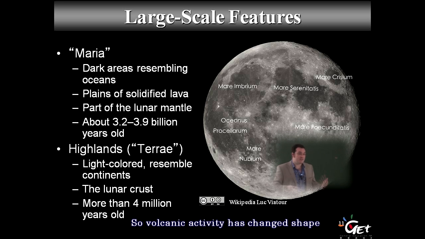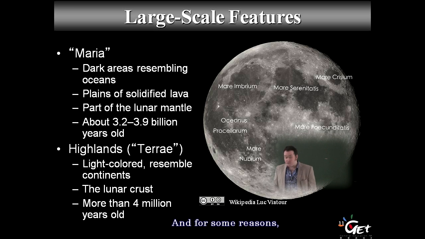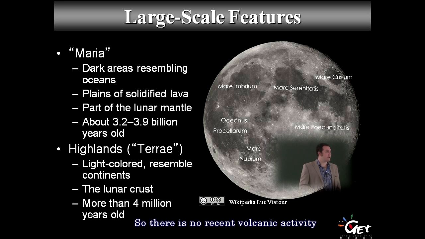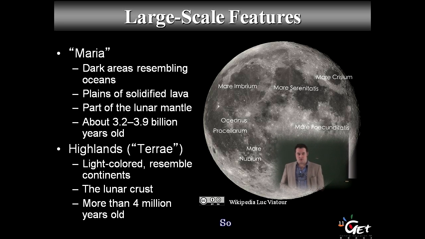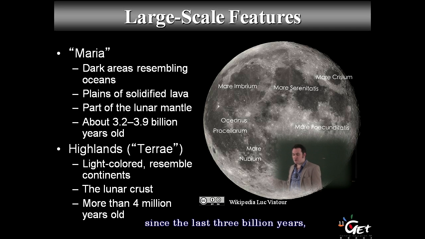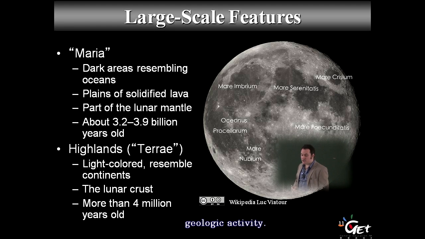So volcanic activity has changed the shape in some parts of the Moon, but not entirely. And for some reason, it stopped. So there's no recent volcanic activity in the past 3 billion years. So for the last 3 billion years, the Moon is totally dead in terms of geologic activity.